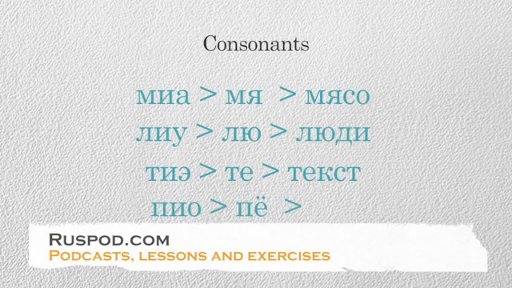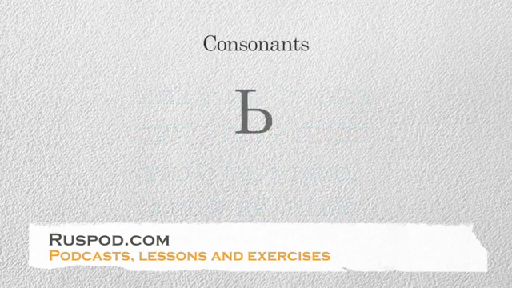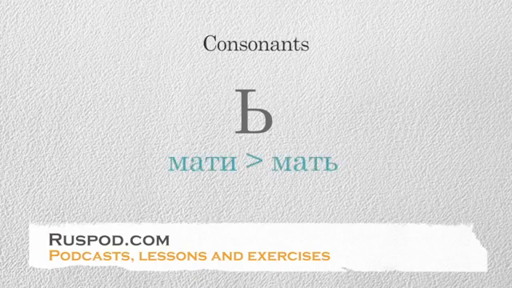The same with the letter Ё. Пио, пё, пёс. Actually, the same works with the soft sign. Try to pronounce a short E at the end of the word and then reduce it. For instance, to get the word mother, мать, you can pronounce мати first, and then the word itself. Мати, мать. This is a good exercise, but remember that E and the soft sign are different letters and sometimes they can mean a lot of difference for the word. For example, the words кони and конь are different words. One is plural and one is singular for the word a horse.